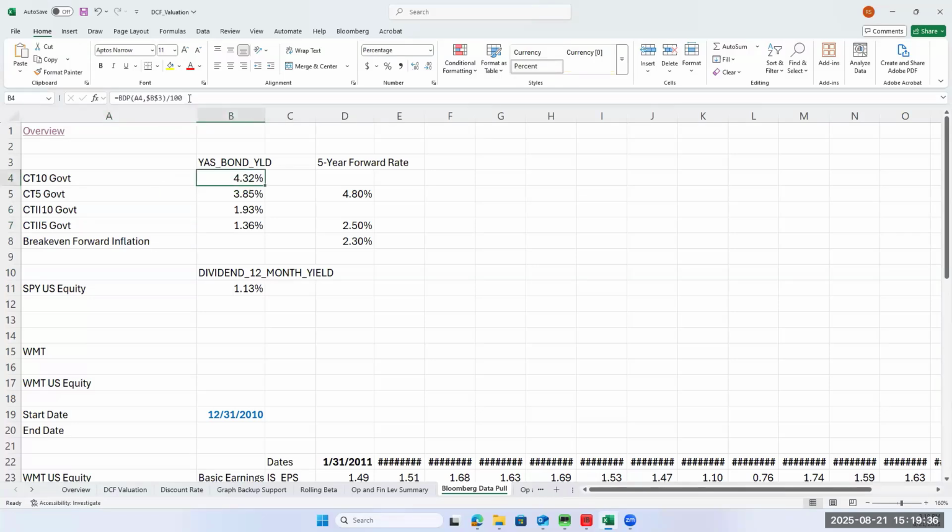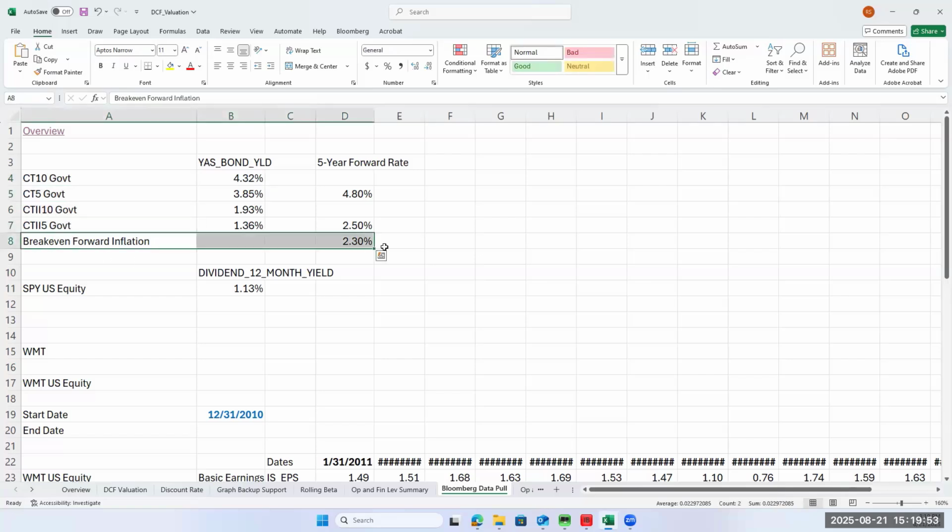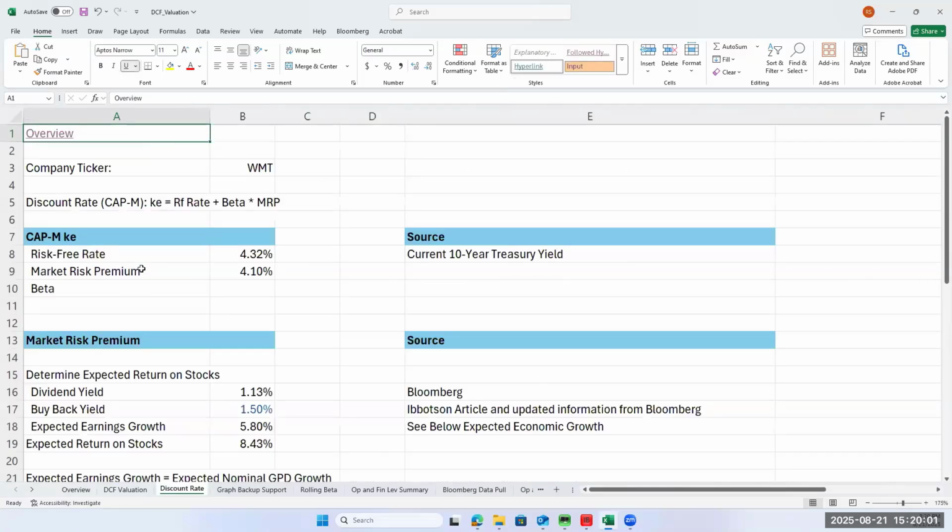You'll see this formula here. If you use Bloomberg, you'll recognize it. BDP, Bloomberg data point. For the 10-year treasury government, you want the current yield on that, so I'm bringing that in. I have the TIPS and the 5 years so I can look at the future expected inflation currently priced in the bond market. We may or may not use that number, but 2.3%. So if we go back to the discount rate, we can see we're using the current 10-year treasury.